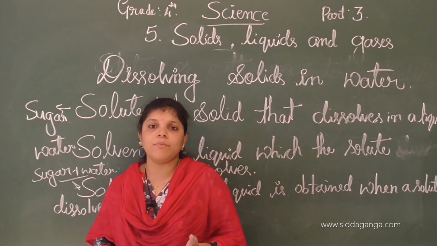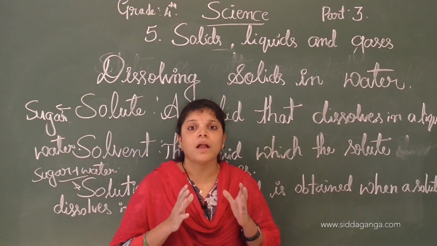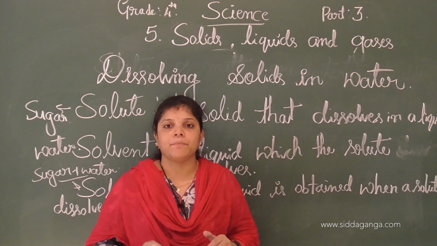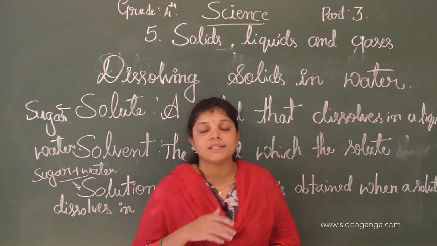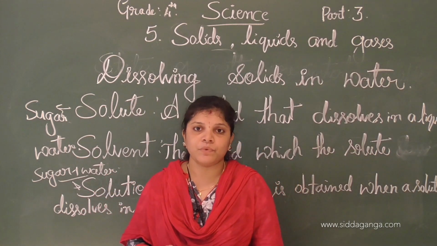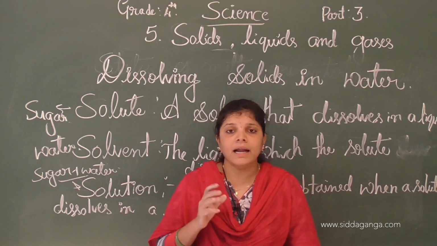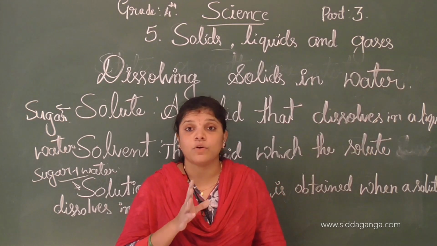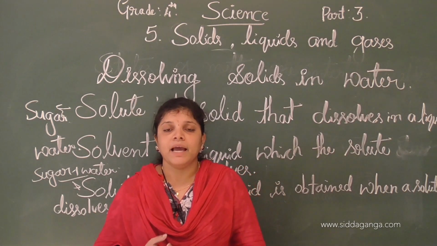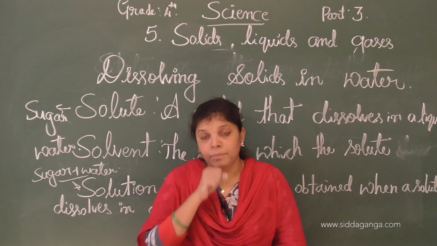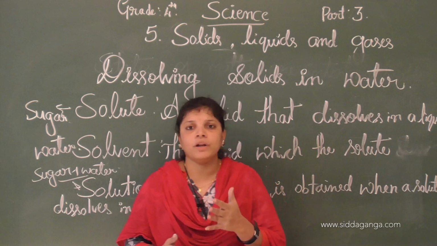Next is about liquids. The molecules in liquids are less closely packed, so that's why they can move easily. Liquids are not hard, but they have a definite volume. They have no definite shape. Examples of liquids: water, milk, juice, oil. These are all examples of liquids.